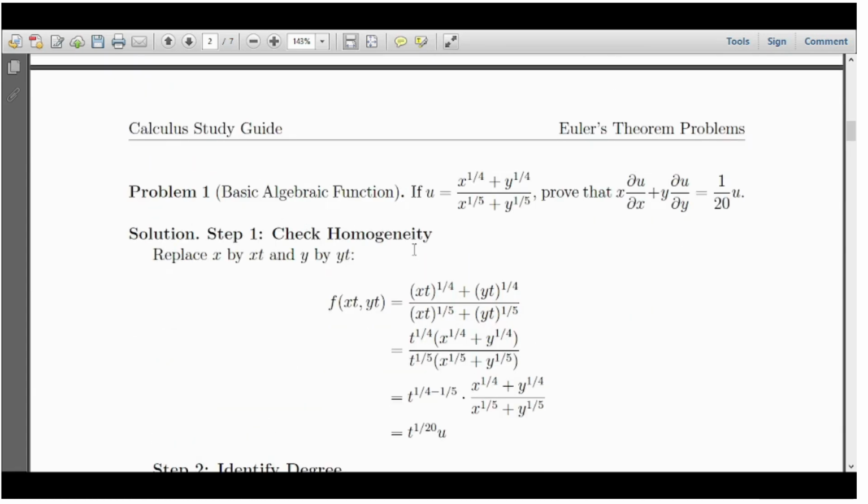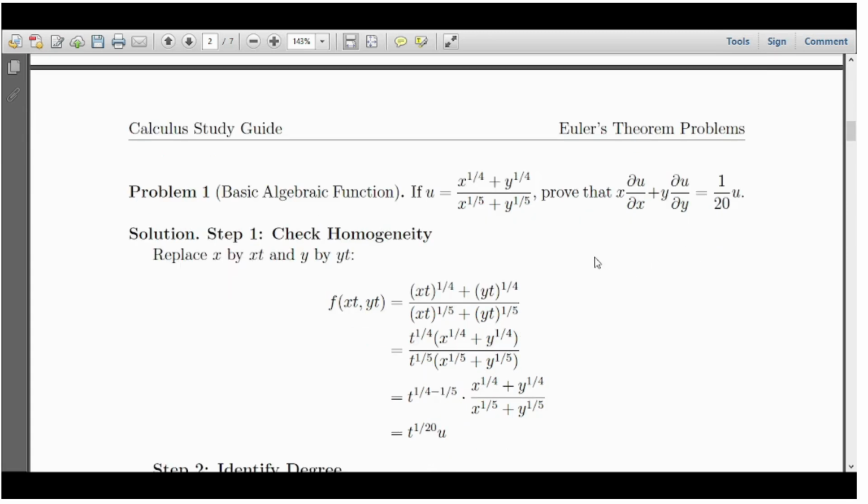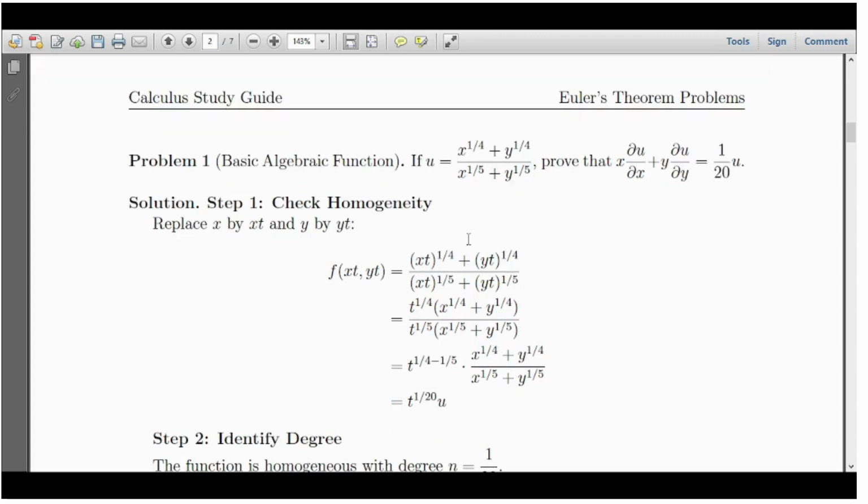So we start with the first problem, that is an algebraic function. If u equal to (x^(1/4) plus y^(1/4)) divided by (x^(1/5) plus y^(1/5)), prove that x ∂u/∂x plus y ∂u/∂y equal to 1/20 u. First we will check the homogeneity. So what do we do with that? We replace x with tx and y with ty, right?